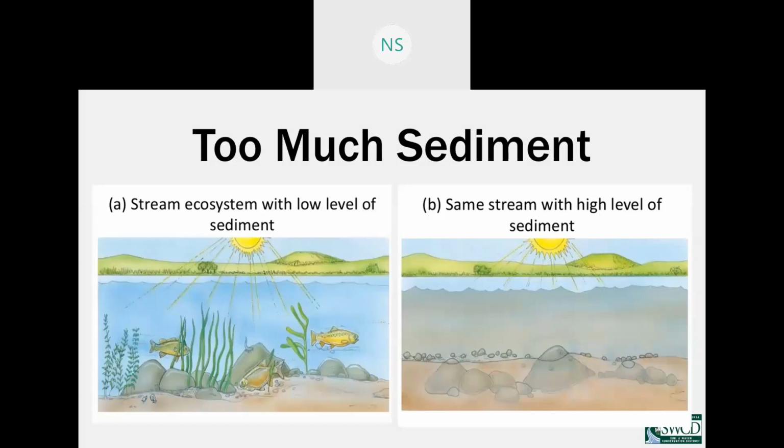And then on the right, there's a similar stream, but it's got way too much sediment. So there's no more habitat for the organisms to live in, and there's no more habitat for the plants to root into. So then that becomes almost a bit of a dead zone as well, and the water is very cloudy and it can get into the gills of fish and other organisms. So most don't tend to enjoy living in those sedimented areas.